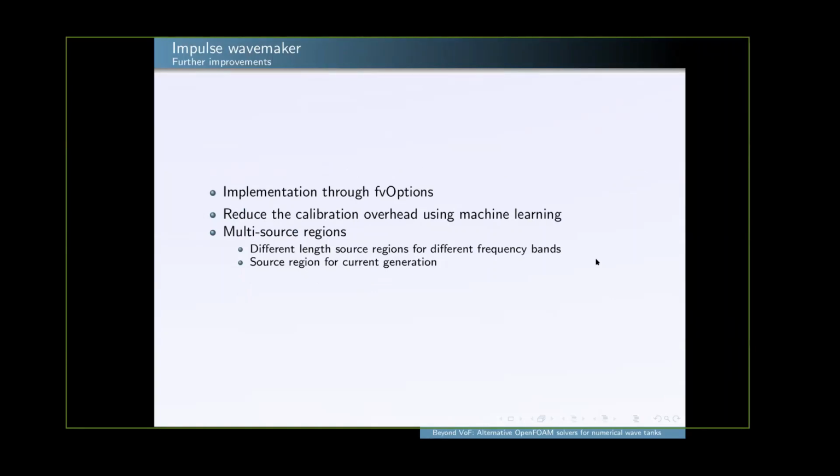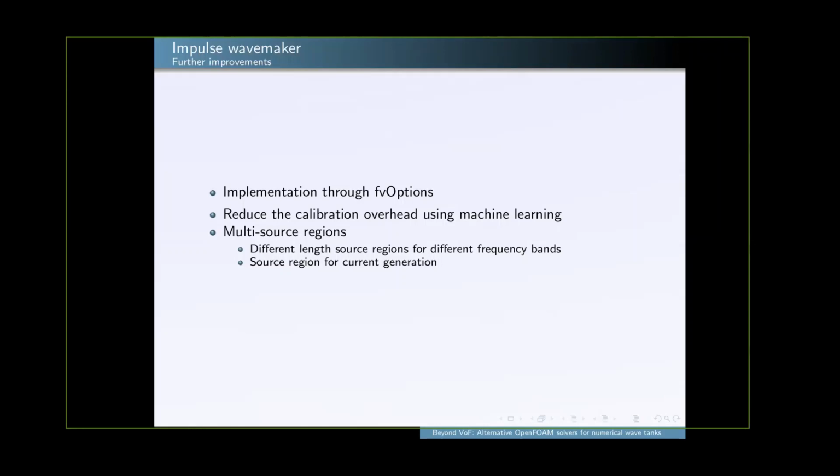Regarding the impulse wave maker, one thing we want to look at is implementing it through FV options. At the moment, when we added it, there weren't big changes you had to make. We just had to add some extra fields to be available, and then add one or two terms to the equations, one term for the wave maker, one term for the beach, and then recompile. However, for a lot of new users, having to recompile solvers is not always so easy. However, all you have to do is add an FV options file to your simulation, and you have this wave maker available for kind of any solver. That could be a strong advantage.